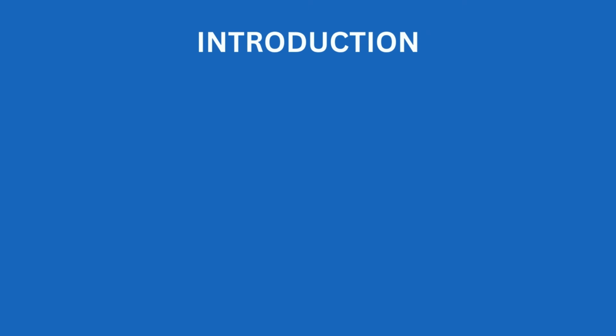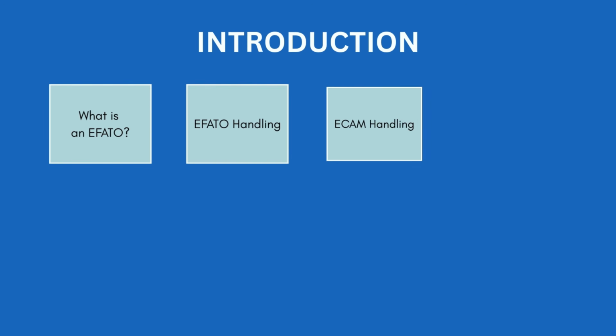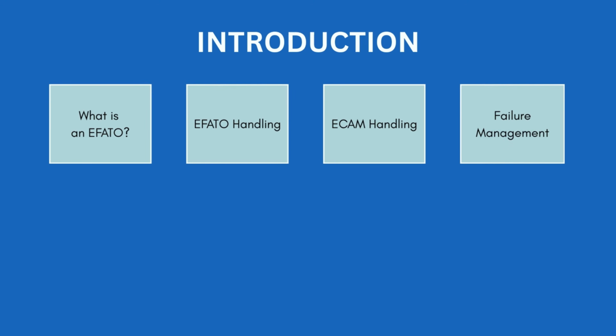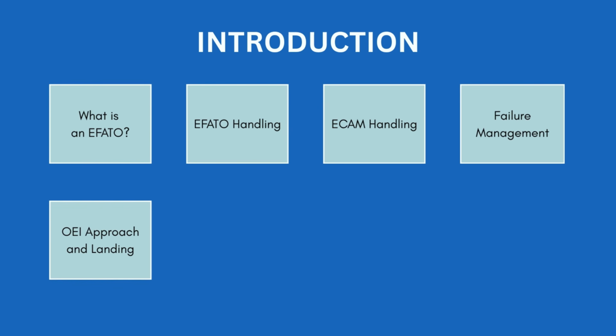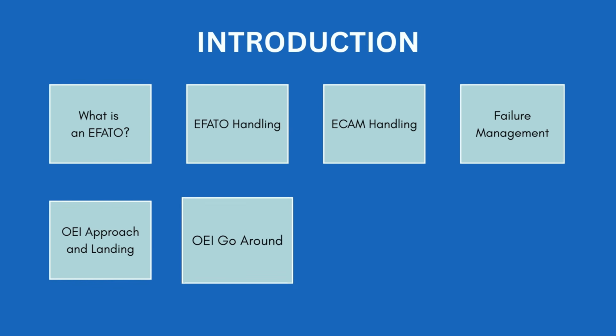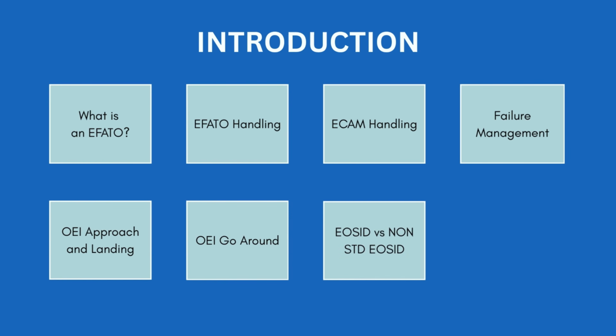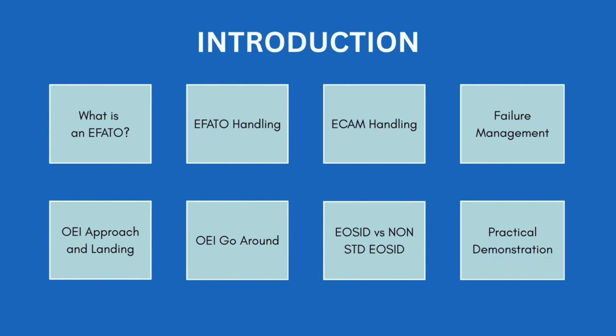Welcome to this lesson on the Engine Failure After Takeoff procedure, also known as the EFATO. In this lesson, we will be looking at the following. What is an EFATO? EFATO handling. ECAM handling. Failure management following an EFATO. Considerations when flying a one-engine inoperative approach and landing. A go-around with one engine inoperative. The difference between a standard engine out SID and a non-standard engine out SID. And then finally a practical demonstration. Let's dive in.